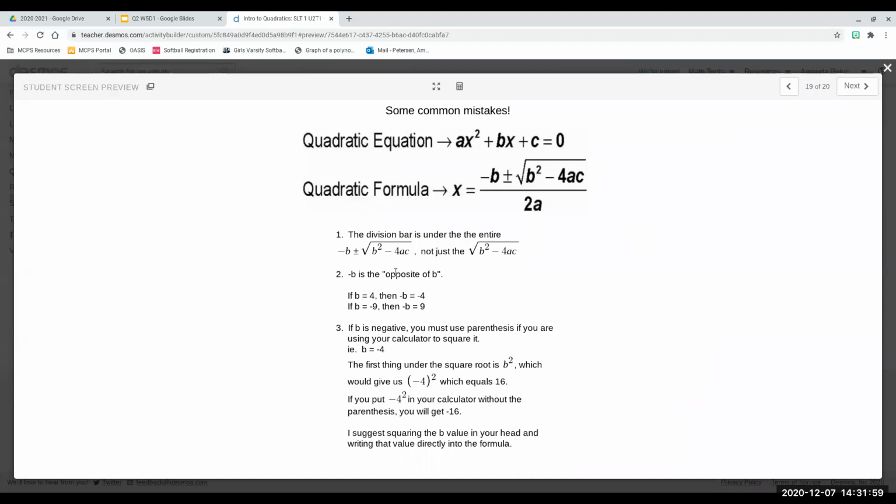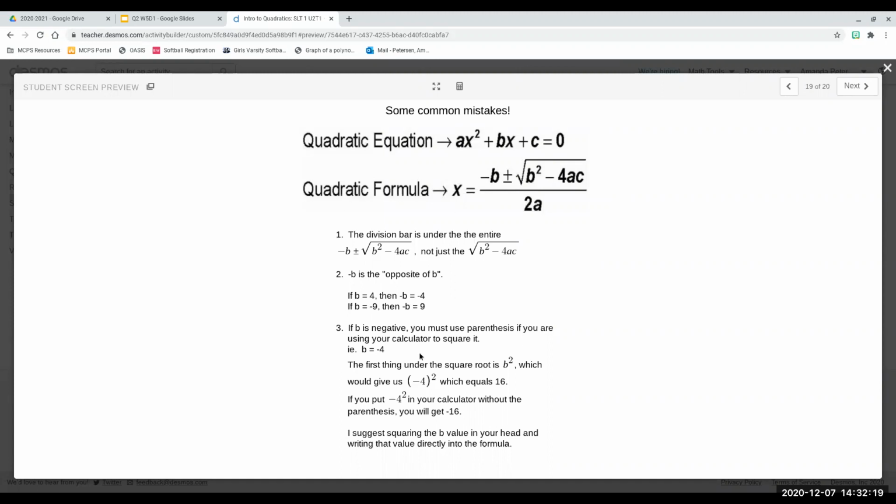Negative b is the opposite of b. So if we look at this first part, it says negative b. Well, if b is 4, that means negative b is negative 4. If b is negative 9, then I need to be putting in a positive 9 into my formula right here because the negative is just going to flip it.